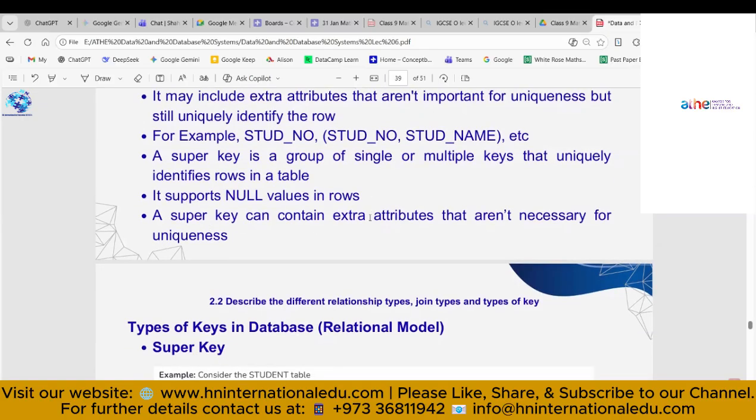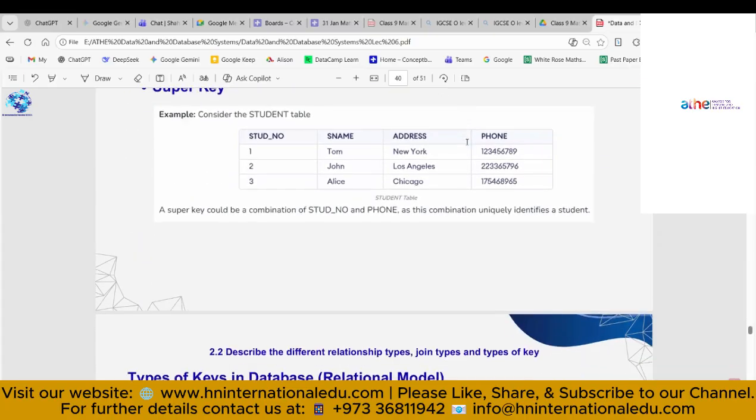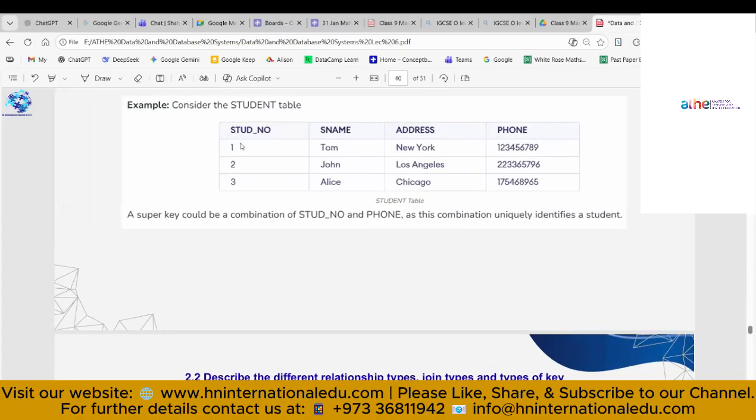A super key can contain extra attributes that aren't necessary for uniqueness, like in this case, student name, for example. Okay, in this case, consider as a student table. We have the student number or the student ID, name, address, and phone. So all of these attributes or columns we can use them as super keys.